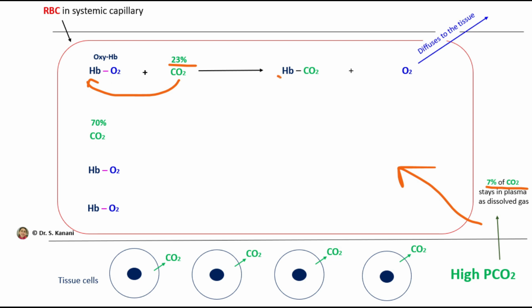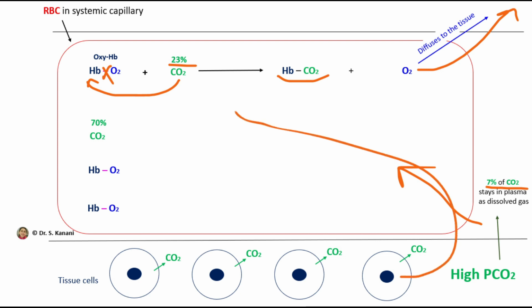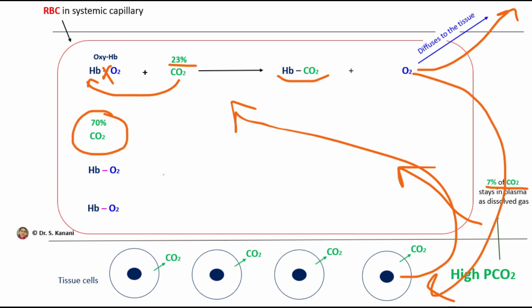So as soon as hemoglobin binds to carbon dioxide, it breaks the bond that it has with one of its oxygen molecules and releases oxygen. And we know that oxygen quickly diffuses from the systemic capillary into the tissue cells. So in short, we can say the more carbon dioxide tissue cells produce, the more oxygen they're going to receive. The question is, what happens to the other 70% of carbon dioxide that is inside the red blood cell?